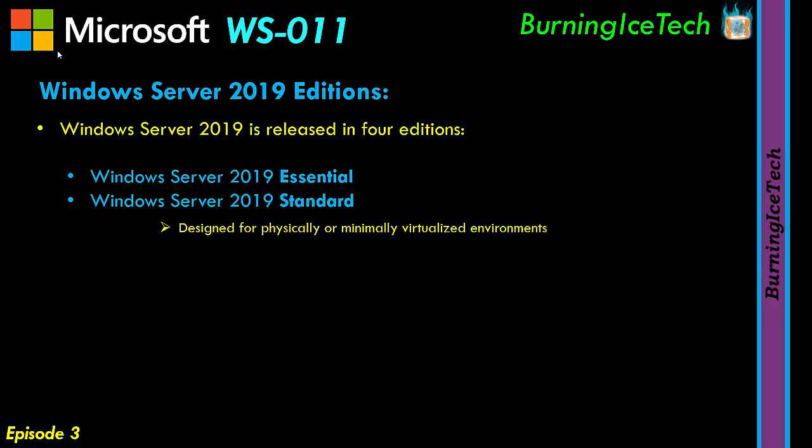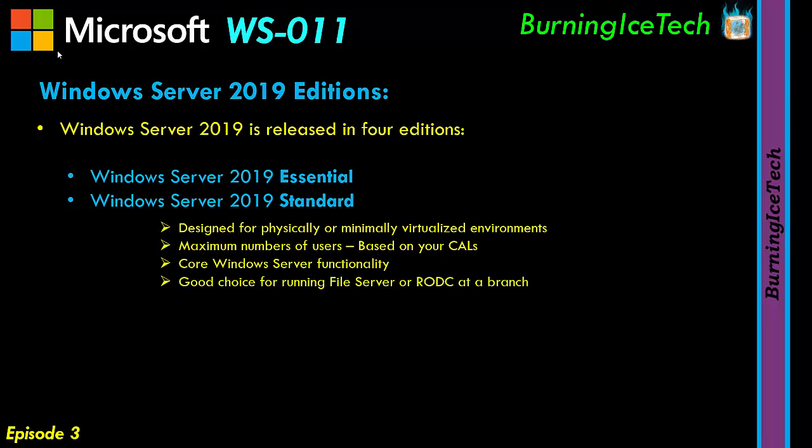As for the maximum number of users, it is based on your CALs, being client access license requirements. Generally speaking, the Standard Edition offers the core Windows Server functionality, including but not limited to the functionality of Windows Server Essentials. So it's like Essentials, but it's just a notch higher. Obviously now I can do a little bit of virtualization, a little bit of extra, but it's not much better than the Essentials version. Windows Server Standard is a nice choice if you want to run something like a file server or domain controller at a branch office perhaps.